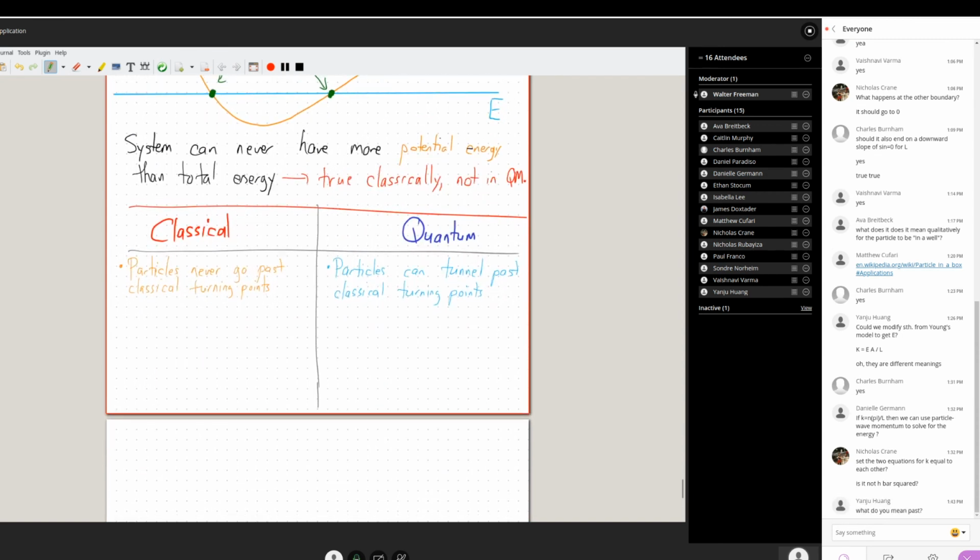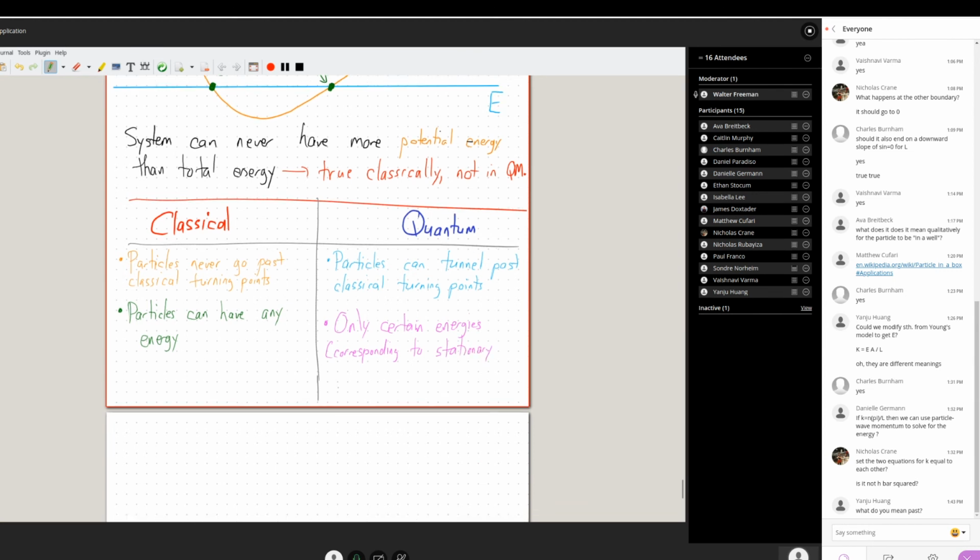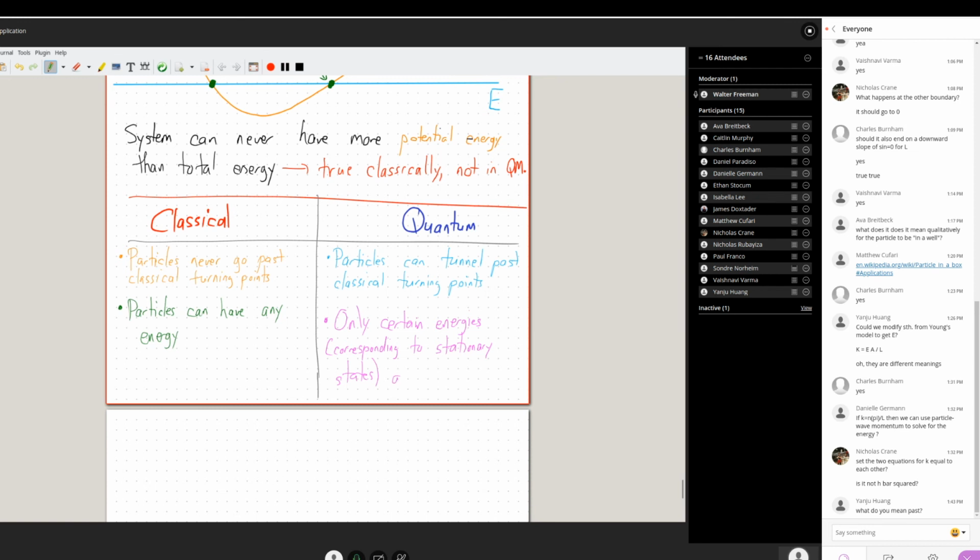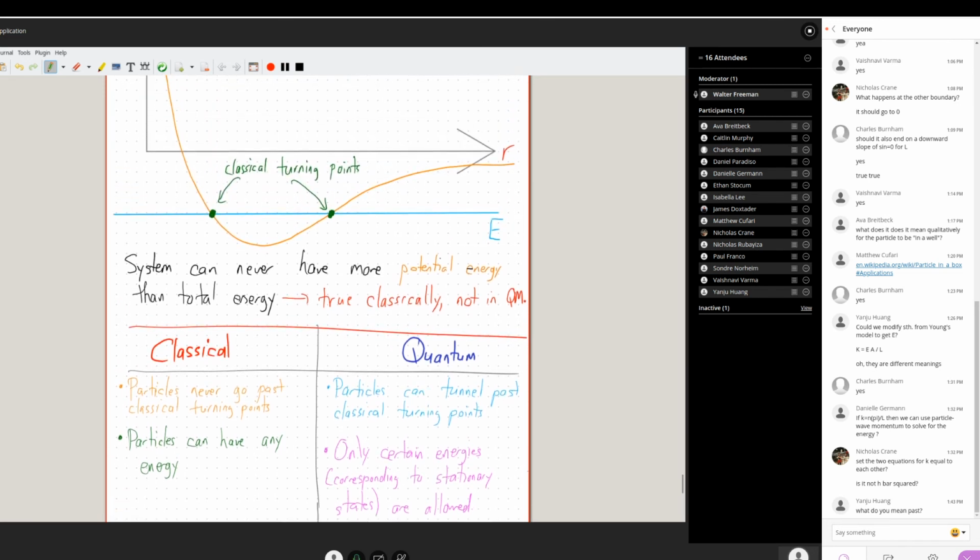Also, in classical land, the particles can have any energy, but in quantum mechanics, only certain energies corresponding to stationary states are allowed. Oh, what I mean by past, I mean physically beyond.